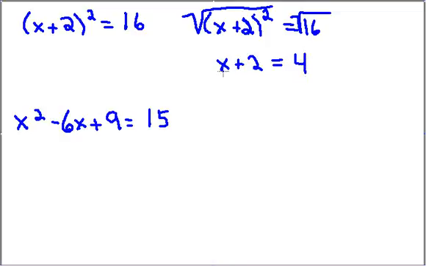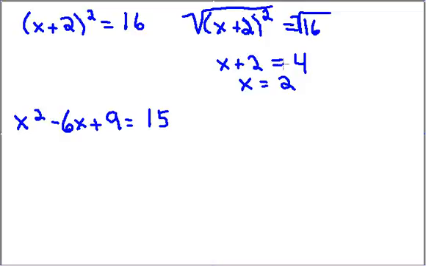Now we simply solve it for x. x is being added with a 2, so we have to subtract 2 from both sides. That'll leave us with x on the left, and 4 minus 2 would leave us with a 2 on the right. So x equals 2. 2 plus 2 squared, 4 squared does equal 16.